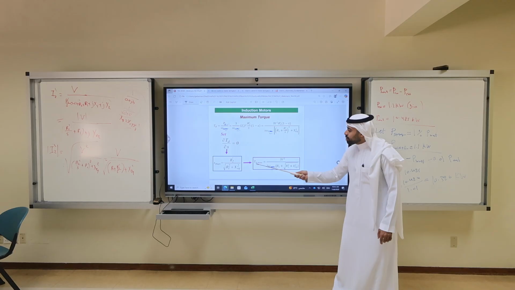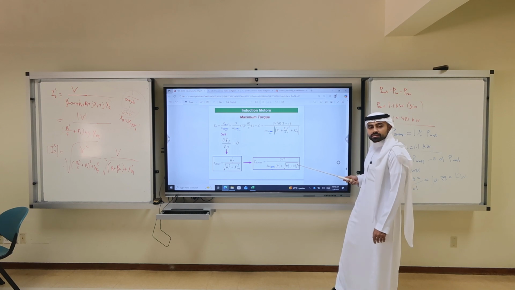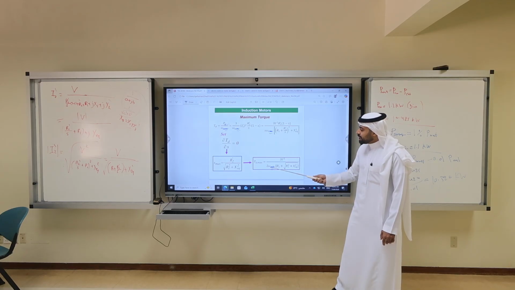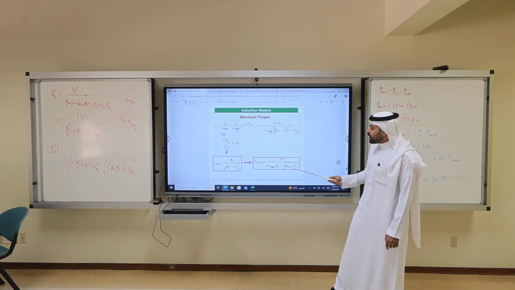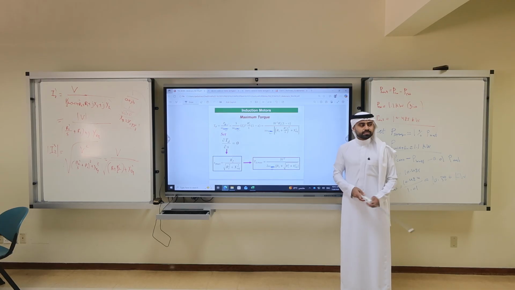You should get this number. The maximum torque is 3V square over 2 omega M times R1 plus the other root of this. So for every machine, you can calculate the maximum torque by knowing the speed, the voltage, and the resistance and inductance. How do you get R1 or X? You can measure it in the lab. You can measure it by ohm meter.